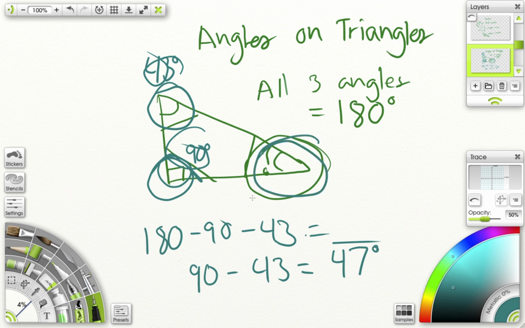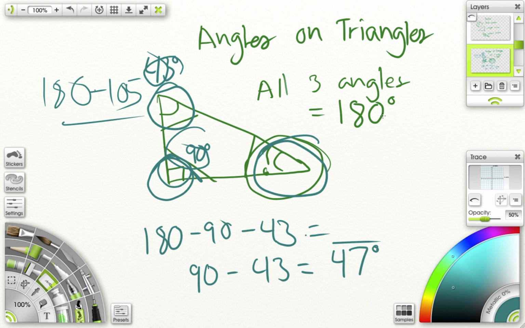So my missing angle right here is 47 degrees. Okay, so this is a lot like when we were dealing with our flat angles, where you had to find the missing angle that had to add up to 180 degrees. Remember those? This is the same thing, except this time, instead of taking 180 and subtracting one angle, you're subtracting 2 angles. So with our supplementary angles, it was basically 180 minus 105, and you had to find the missing angle. This time you're just subtracting 2 angles from it. And that's all it is.